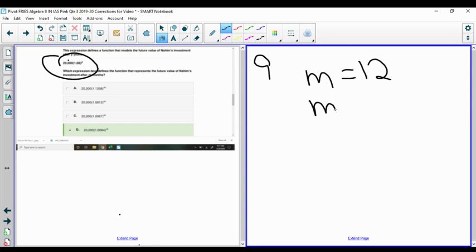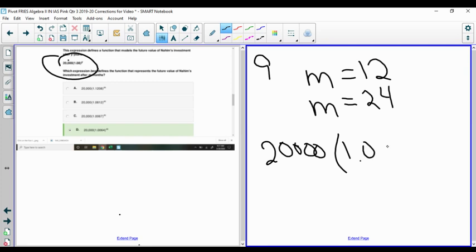If I said our month number was 24, well, that would be 2 years. If you take 24 and divide it by 12, you get 2. So you would plug a 2 into our exponent of y. So whatever I say for the number of months, you would have to divide by 12. So I could rewrite this equation as 20,000 times 1.08, and then I would take my months and divide it by 12 to replace my year's value.